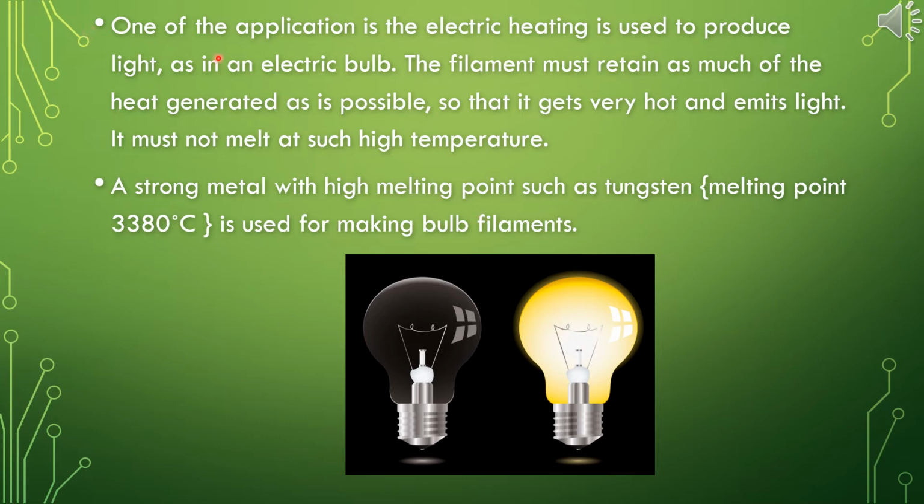One of the applications is that electric heating is used to produce light, as in an electric bulb. The filament must retain as much of the heat generated as possible, so that it gets very hot and emits light, and it must not melt at such high temperature. A strong metal with a high melting point such as tungsten is used for making bulb filament because tungsten melts at a high temperature, 3380 degrees Celsius. Observe the below figure, children, where the filament in the bulb gets heated up and the bulb is glowing.